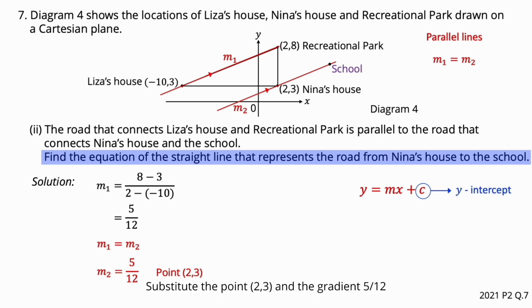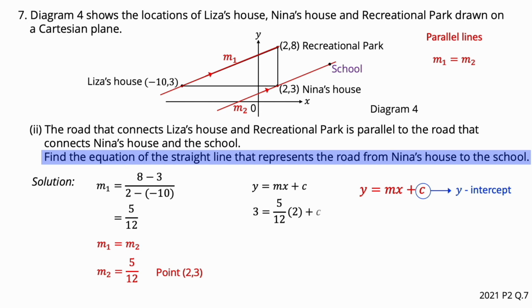Using the gradient 5 over 12 and the point (2, 3) to find out the y-intercept. Substitute the point (2, 3) and the gradient 5 over 12 into the equation y equals mx plus c. 3 equals 5 over 12 times 2 plus c. The calculated result of c is 13 over 6. Once we have the value of m and the value of c, we can plug this into the general equation of a line to get y equals 5 over 12 x plus 13 over 6. That represents the road from Nina's house to the school.